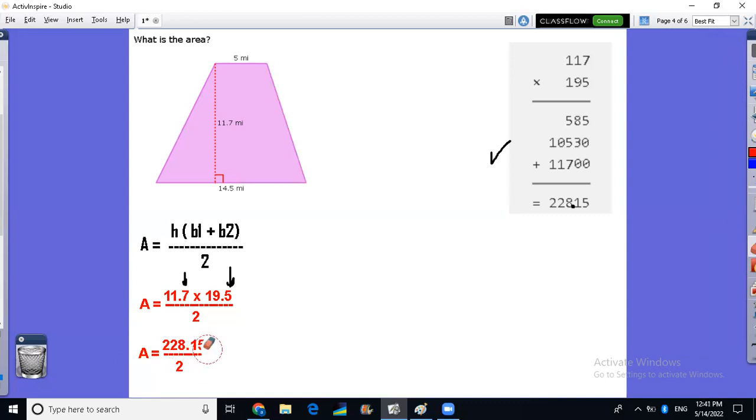228.15. We divide it by 2. Once you do the long division, you're going to find that it's 114.075 miles squared. This is the area.